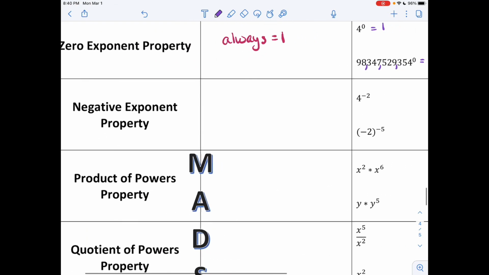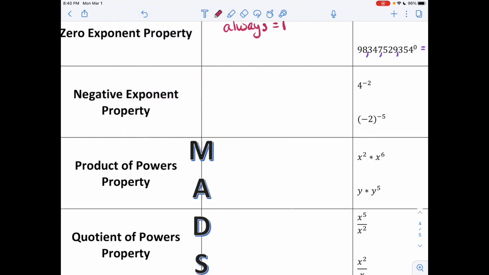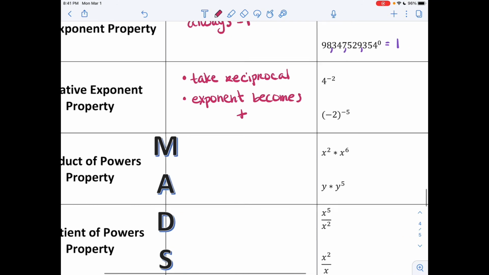Now let's look at our negative exponent property. And whenever we see a negative exponent, there are two things that we need to do in order to get rid of that negative. First, we're going to take the reciprocal of the part that's raised to the exponent. So we'll take the reciprocal, and after we take the reciprocal, then that exponent that was negative is going to become positive. So let's look at a couple of examples.